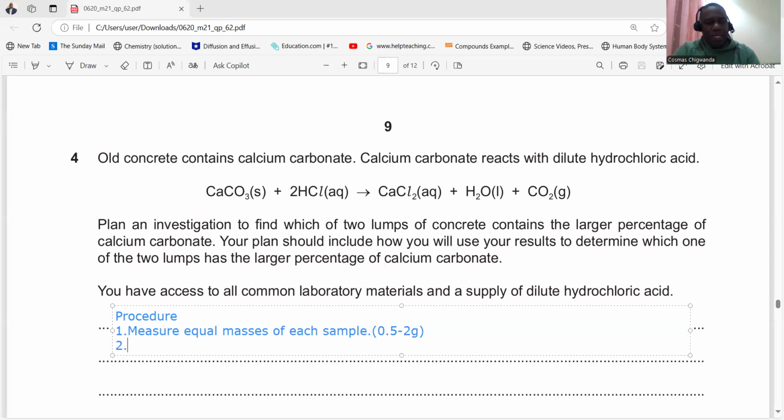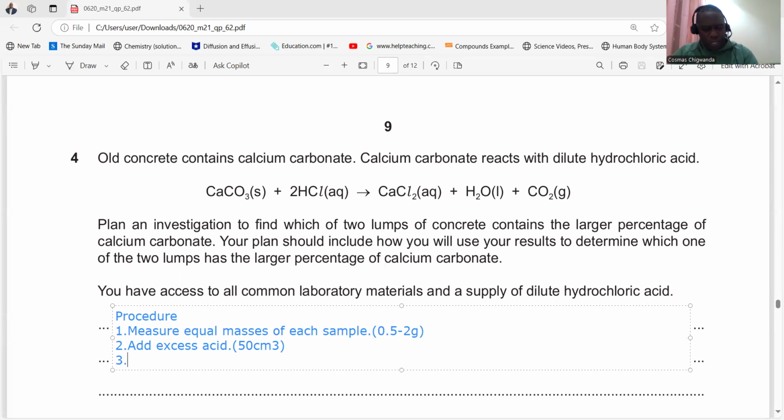And then after that you add excess acid. Preferably you could even say 50 cubic centimeters. So you add excess acid to each sample, remembering the fact that when you are using chemical reactions, one of the reactants always has to be in excess so that the reaction will go to completion.